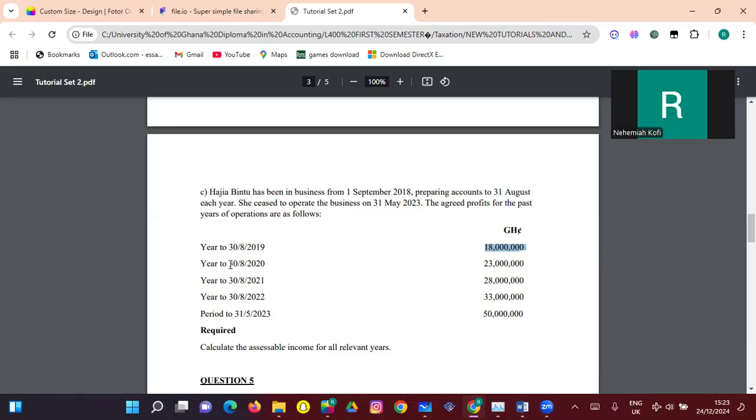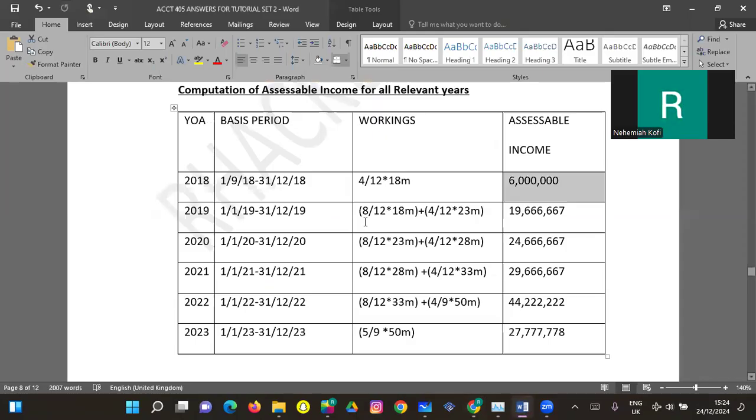Then in the same year 2019, it is going to start from 1st September 2019 up to December. And that revenue is in here, right? So it is going to be 8/12 times this 18 million, plus from 1st September up to 31st December in 2019 in this revenue, 4 over 12 times this 23 million. So that's the same thing we are going to use there. In a simple form, just use 8 over 12 times the 18, plus 4 over 12 times the 23. Then you get this.